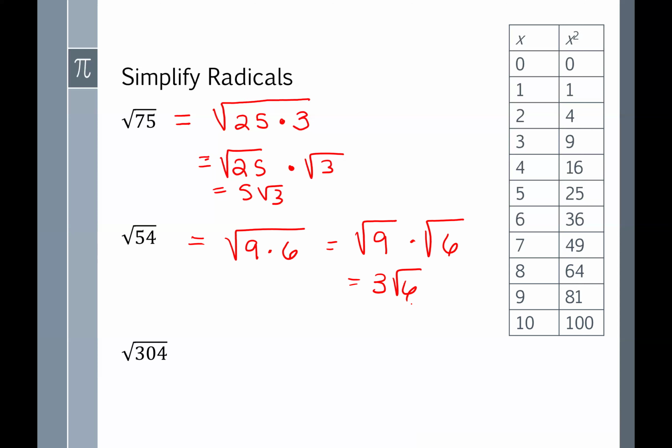How about the next one? Ooh, that's a big number, 304. And this is where a calculator comes in handy. Now it is divisible by 4, but I've got a suspicion it's going to be a number bigger than 4. That's a perfect square factor.